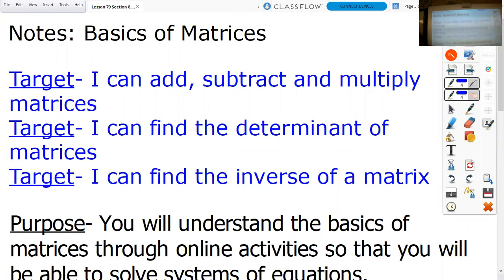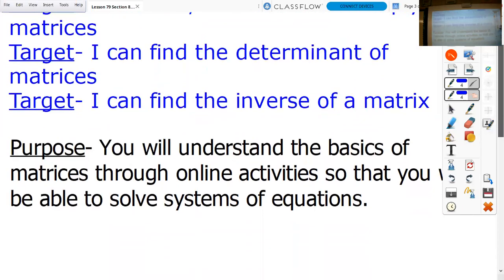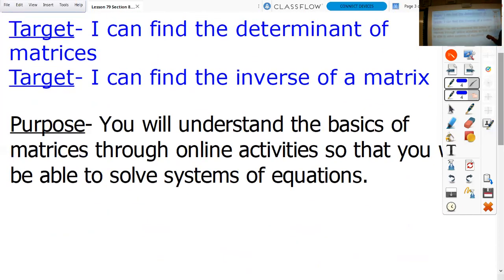We have 3 targets we're aiming to hit today. First one, I can add, subtract, and multiply matrices. Those are our basic operations. Number 2, I can find the determinant of matrices, which we need to accomplish target 3, which says I can find the inverse of a matrix. So our purpose today is doing this so that you'll be able to solve systems of equations. It's another way to solve systems of equations.